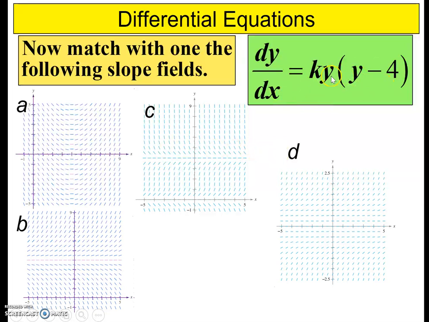So we're going to go and plug in some numbers. So when y is 1, we've got a positive times a negative. So at 1, I should have a negative slope.